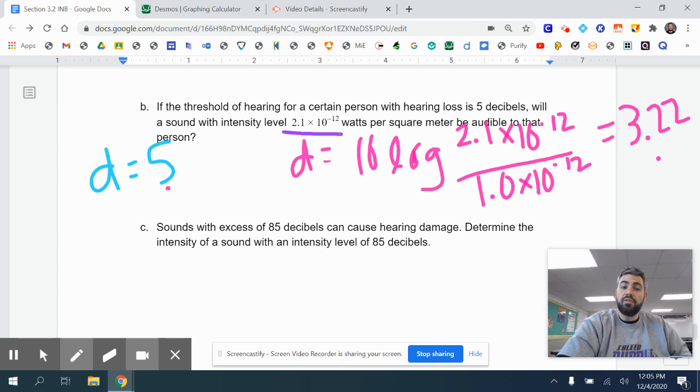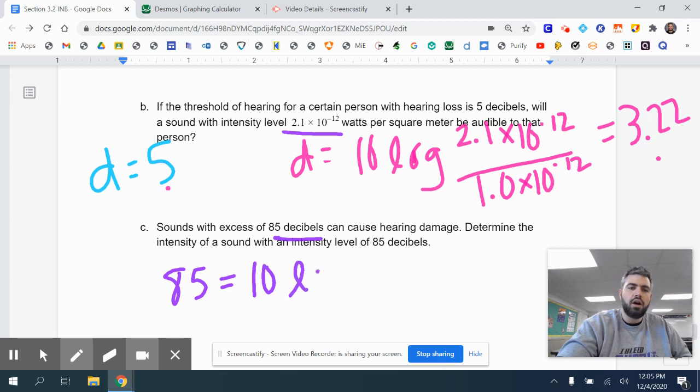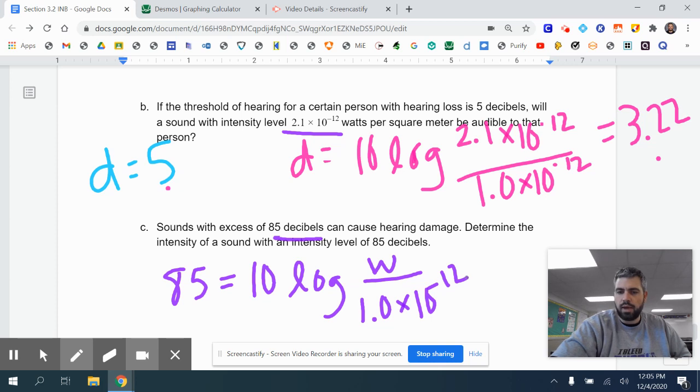All right, finally, the last one. They tell us our sound is 85 decibels, and we need to figure out basically what the sound intensity is going to be. So we'd set it up like this. We'd say 85 is equal to 10 log of W, which we don't know, over 1.0 times 10 to the negative 12th power. So how would we solve this?